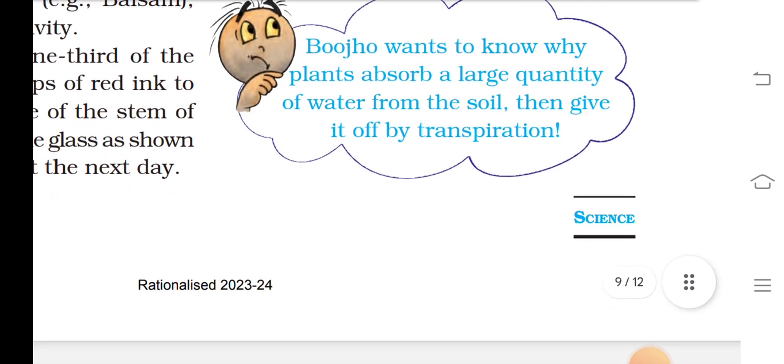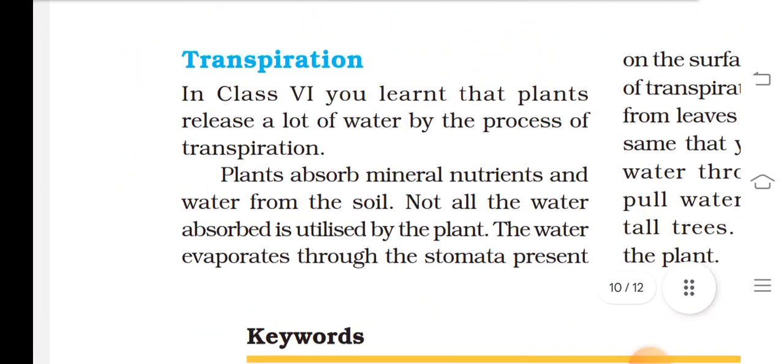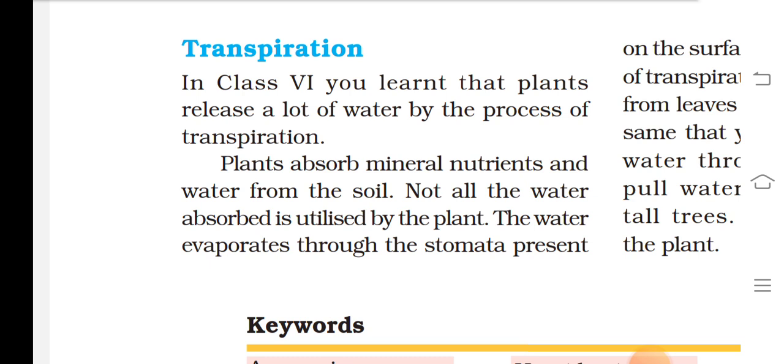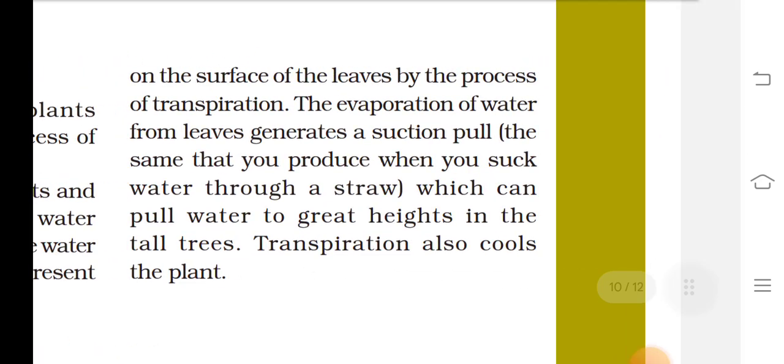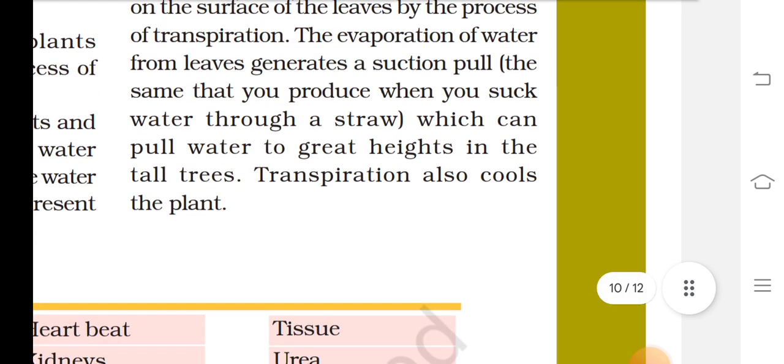Paheli says it is by transpiration. Transpiration. In class 6, you learned that plants release a lot of water by the process of transpiration. Plants absorb mineral nutrients and water from the soil. Not all the water absorbed is utilized by the plant. The water evaporates through the stomata present on the surface of leaves. By the process of transpiration, the evaporation of water from leaves generates a suction pull, like when you suck water through a straw, which can pull water to the great height in tall trees. Transpiration also cools the plant.